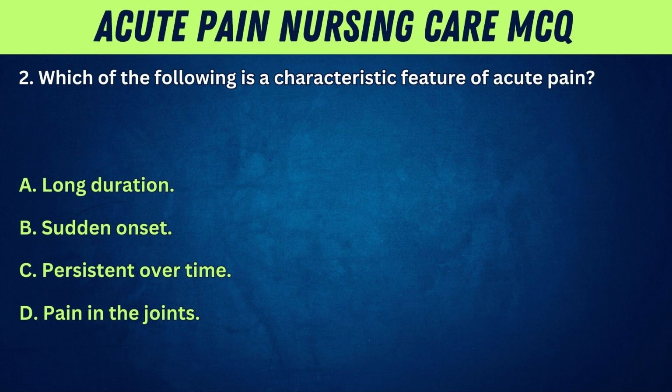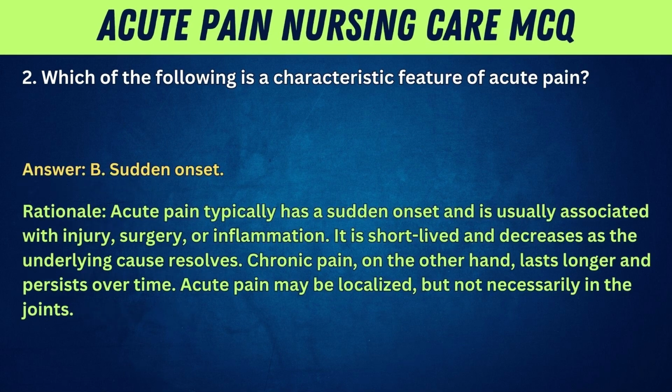2. Which of the following is a characteristic feature of acute pain? A. Long duration. B. Sudden onset. C. Persistent over time. D. Pain in the joints. Answer.